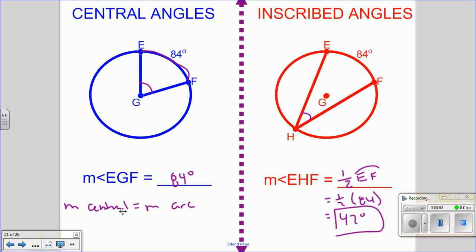So make sure you understand the difference between an arc formed by a central angle. Central angle uses the center of the circle, if that helps. Inscribed angles do not use the center of the circle. There are points on the circle. So having this side-by-side picture should help you establish the difference between the two types of angles so that you can correctly find the different arc measures or the different angle measures.